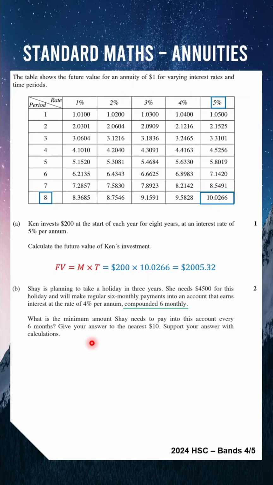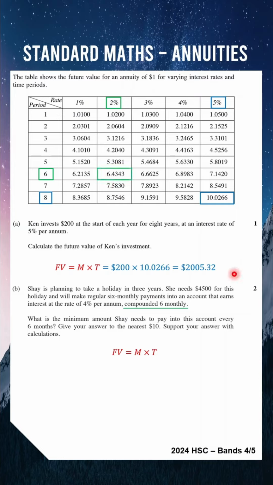Crucially, this question mentions that we are working in 6 months because that's how often we're paying into the account, and it's how often our interest is compounding. So all my calculations for this one need to be based around 6 monthly periods. So instead of doing 4% per annum, we're going to split that in half and say 2% per 6 months. And instead of doing 3 years, 3 years is going to be 6 half years. So we're paying into this thing 6 times, and so 6 is our number over here. That gets us the magic number from the table of 6.4343.